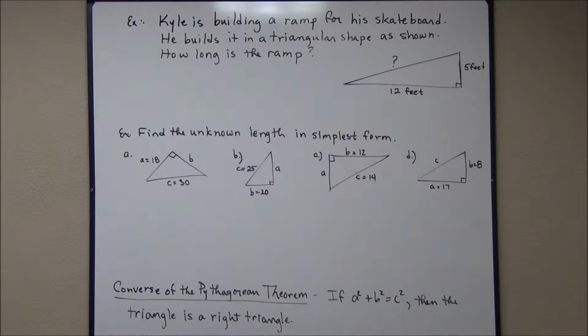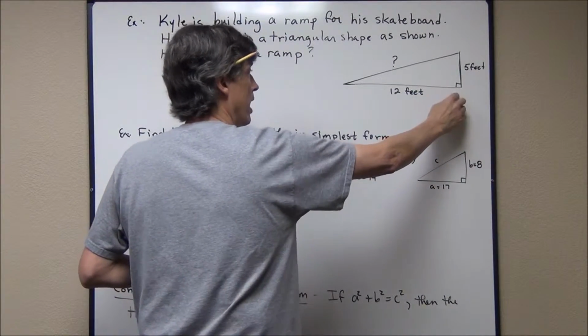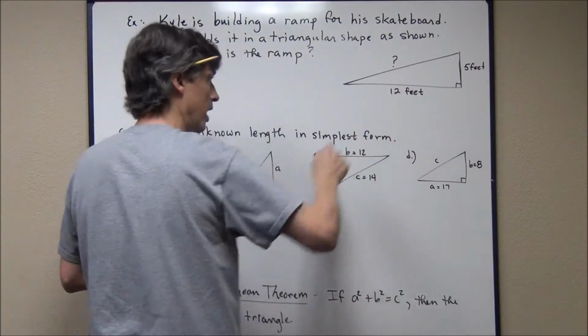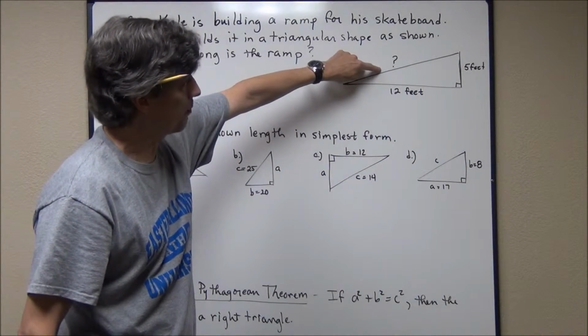Okay, we'll start out with a story problem. Kyle's building a ramp for his skateboard. He builds it in the triangular shape as shown. How long is the ramp? In this case, this distance right here. Well, because it's a right triangle, and because I know 2 out of the 3 sides, I can use the Pythagorean Theorem to find the third side, which in this case is the hypotenuse.